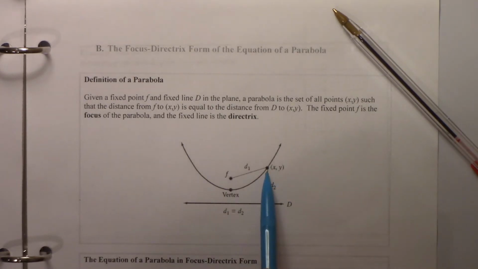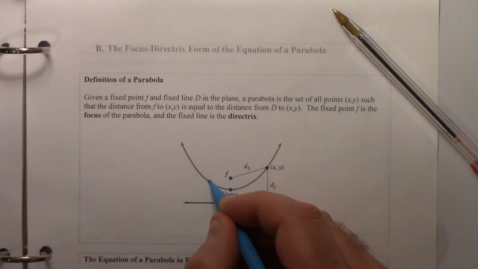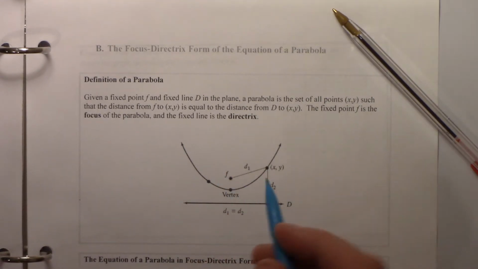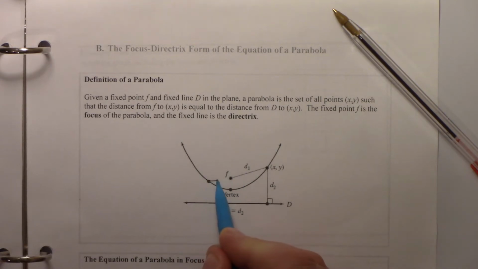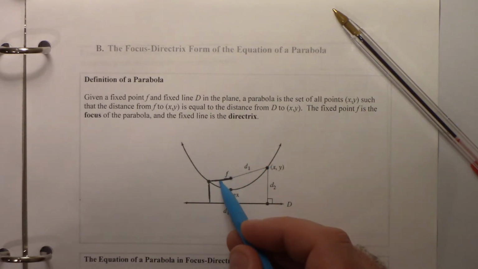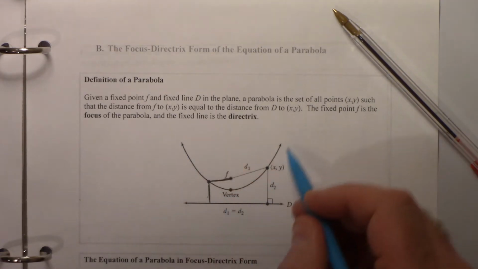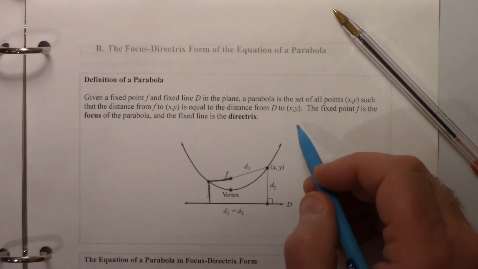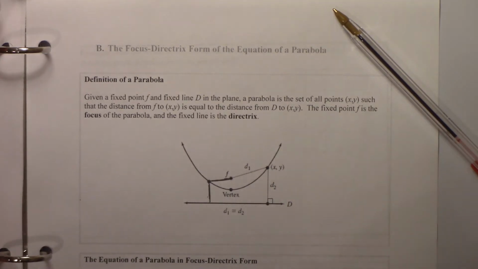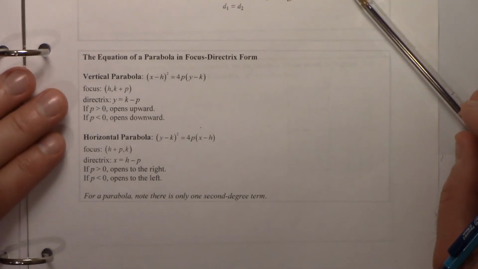So they happen to mark the point (x, y) here, but if I were to mark it over here to the left, if I look at that point and I measure this distance to the focus and this distance to the directrix, those two distances are exactly the same. And again, that would be true regardless of where you're located on that curve. So now that we know the formal definition, let's take a look at the equations.